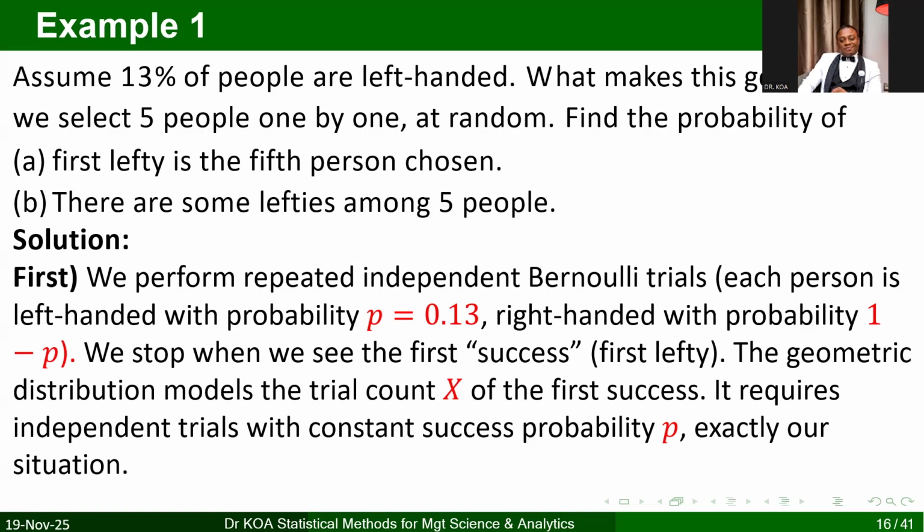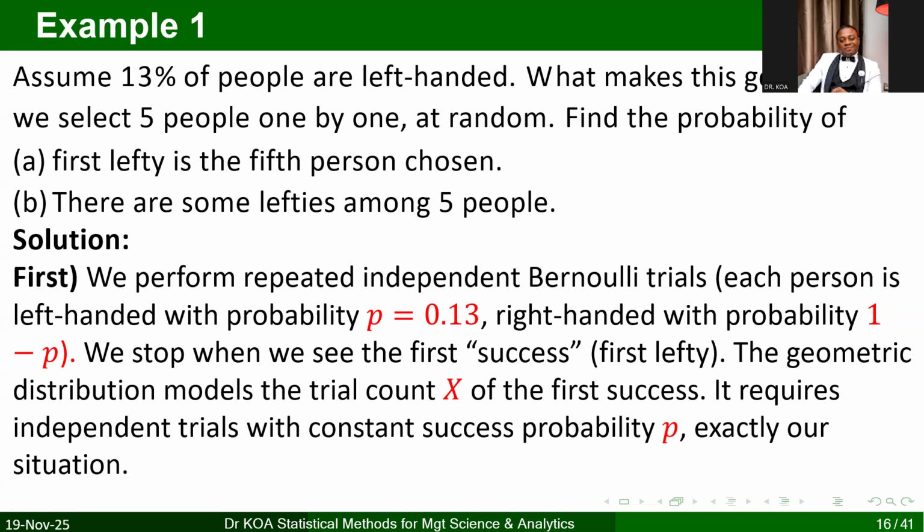Let's assume that the number of people checked till you got the first lefty is X. So you checked a number of people until you got the first lefty. And Y becomes the number of the lefties among the 5. Because remember, there were 5 of them. We select 5. So 5 here represents what? K. So K is equal to 5, basically.